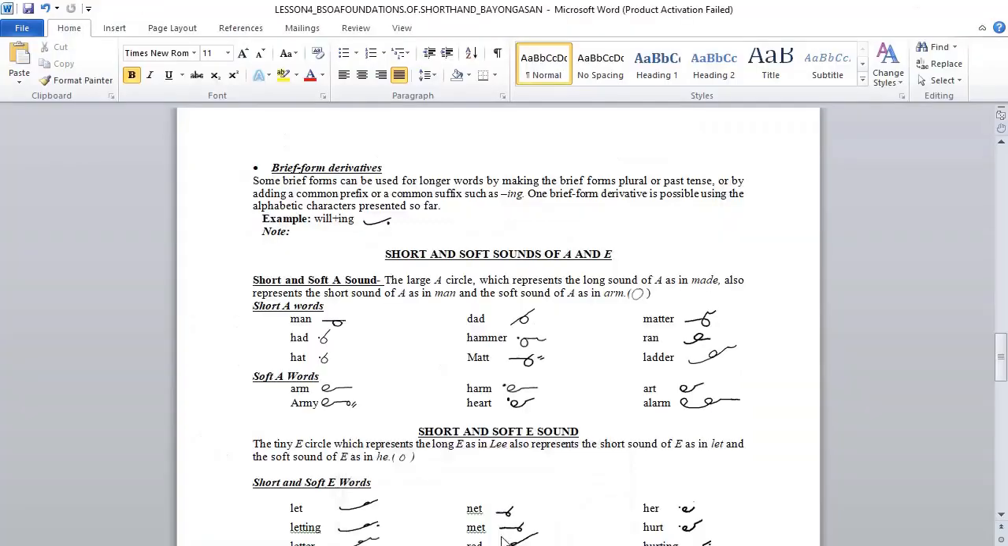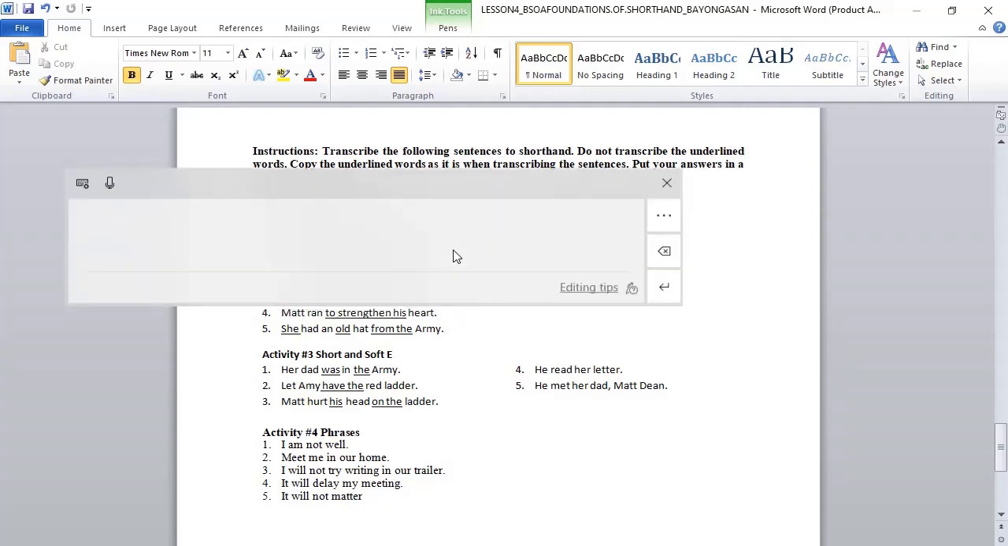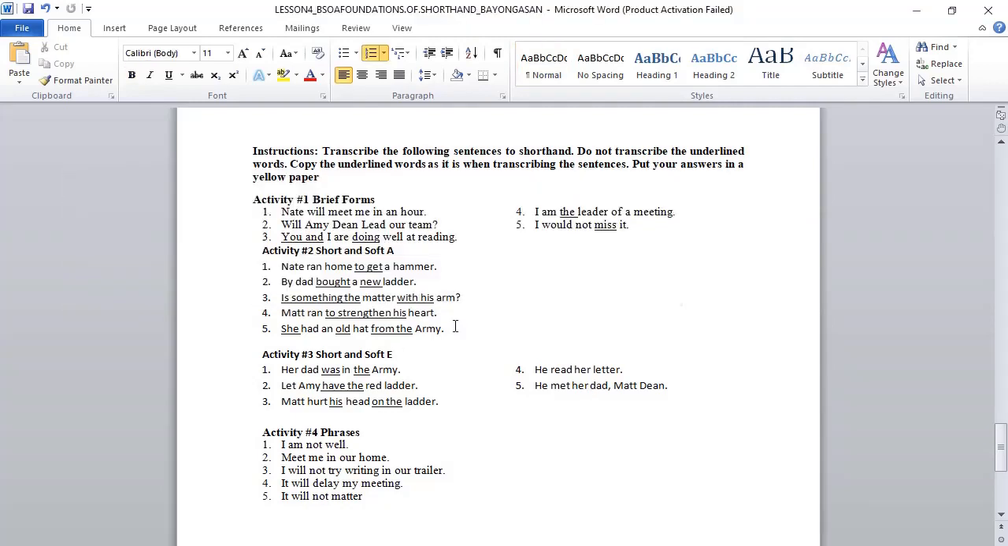But before we end, I think we have to discuss your activities. The instruction says: transcribe the following sentences to shorthand. Do not transcribe the underlined words. Copy the underlined words as they are when transcribing the sentences. Put your answers on yellow paper. So first, let's do number 1. "Nate will meet me in an hour." So, no, let's do "You and I are doing well at reading." So, "You and I are doing well at reading."